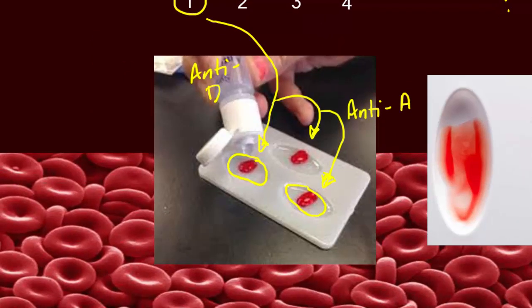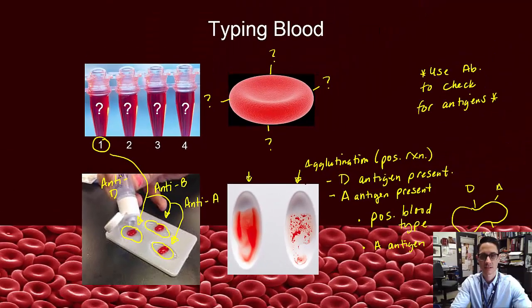Now I still have to check for B, and I can add the anti-B to this final well, and I can stir it up. And if I get a negative reaction, so this is a negative reaction, I got no agglutination, that tells me that there is no B antigen on the cells. So I can safely say that my cells in sample 1, they have both the A antigen and the D antigen. And if we have the A and the D, what is the blood type? A positive. Okay? All right.